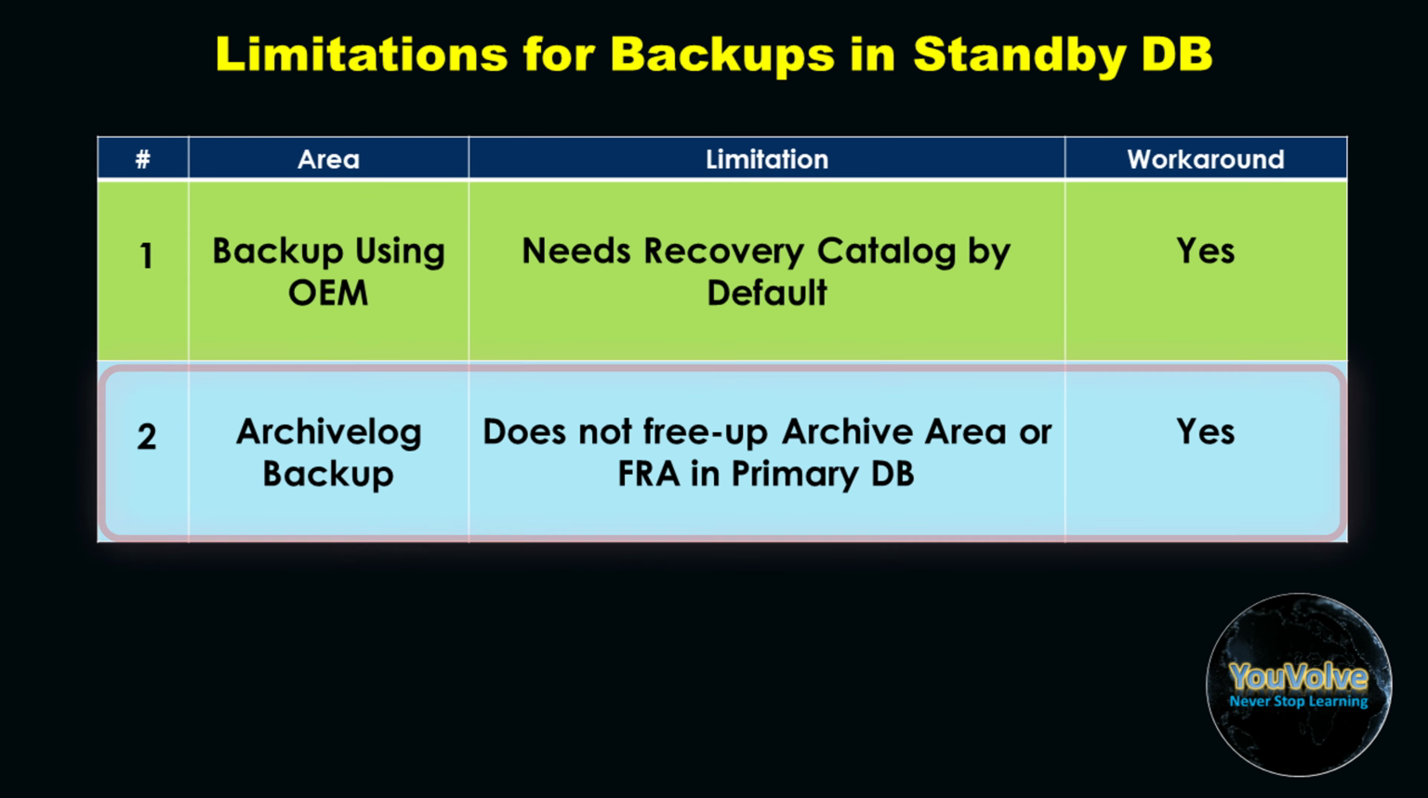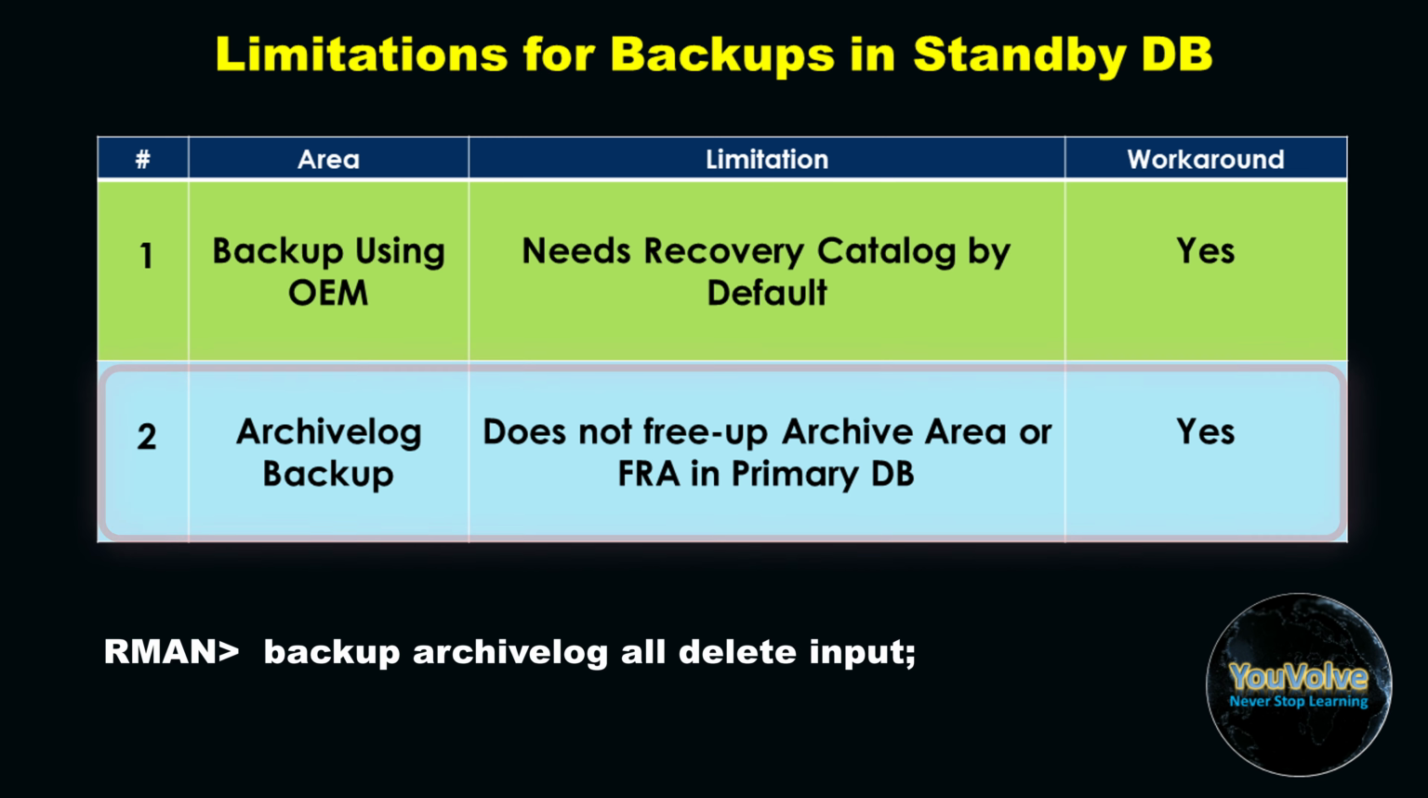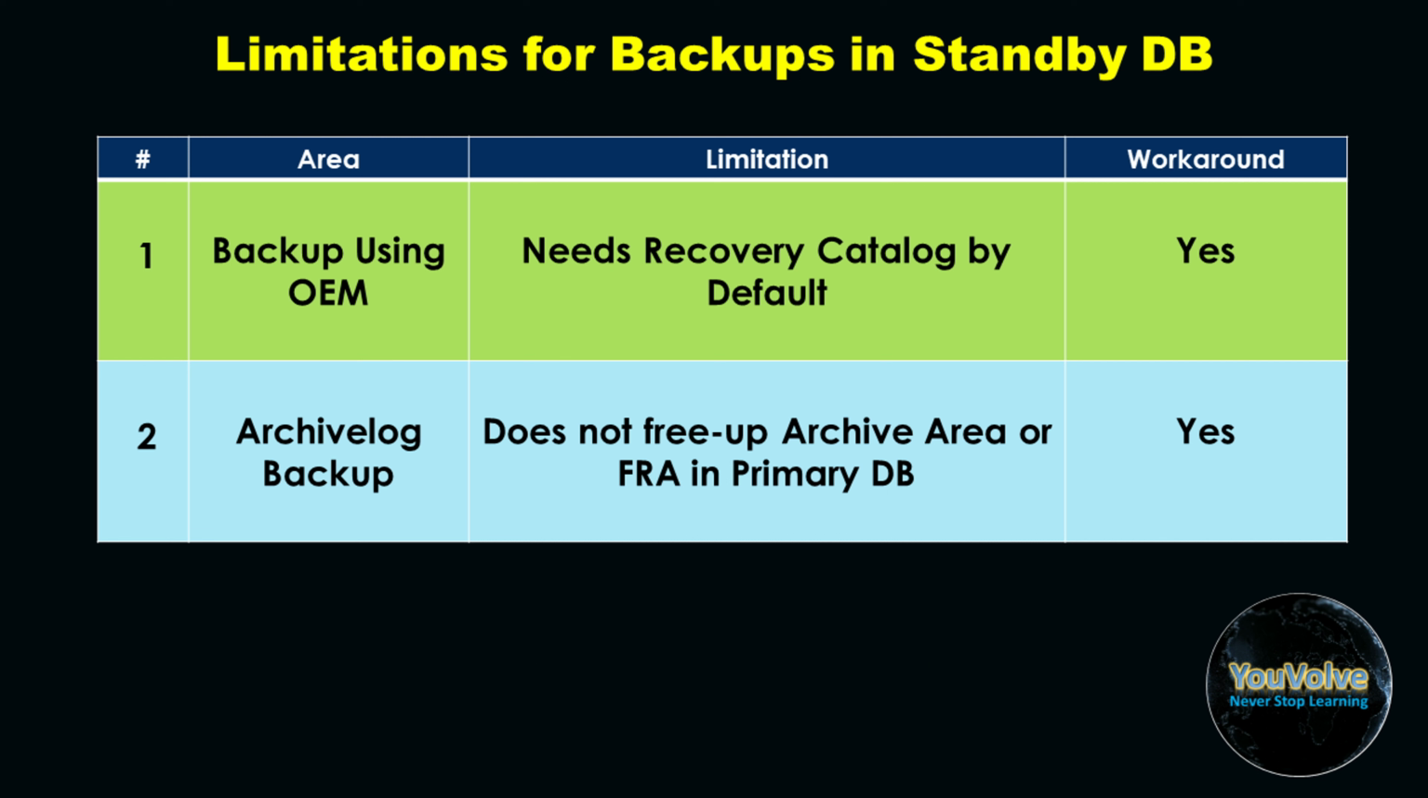Second is, usually when we back up archive logs, we delete them from the file system to free up space after they have been backed up, using the delete input clause in the backup command. But if you configure your archive log backups in the standby database, you cannot free up archive space in the primary database server using the delete input clause, because the backup job is not taking the inputs from the primary database. But you can always configure additional jobs or commands to delete archive logs from the primary server which were backed up in the standby. So in this demo, I will configure the archive log backups in the primary database instead of the standby.